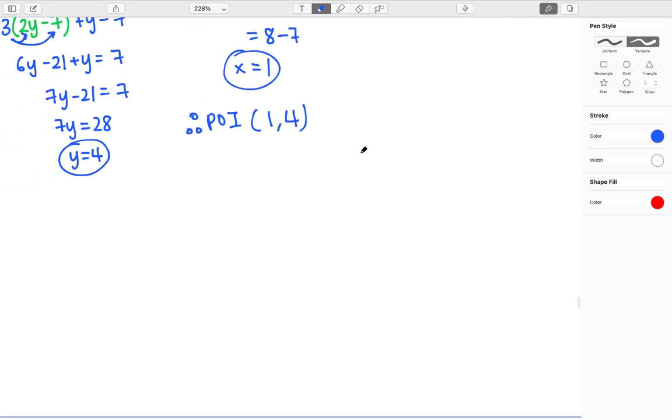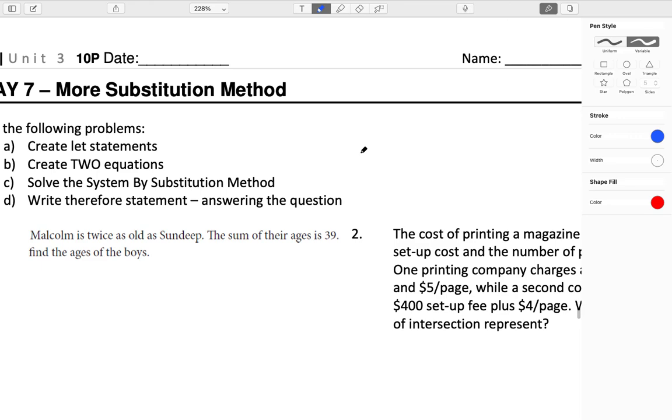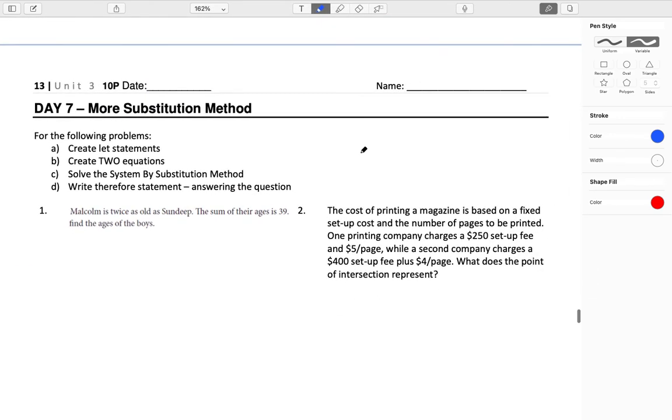Now let's try doing word problems. So this is a word problem. For the following problems, create a let statement. And you're going to write two equations and solve by the substitution method. And don't forget a therefore statement because it's a word problem. Okay, so let's take a look at example 1.